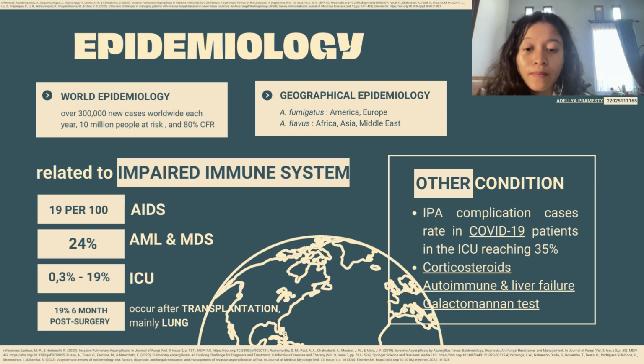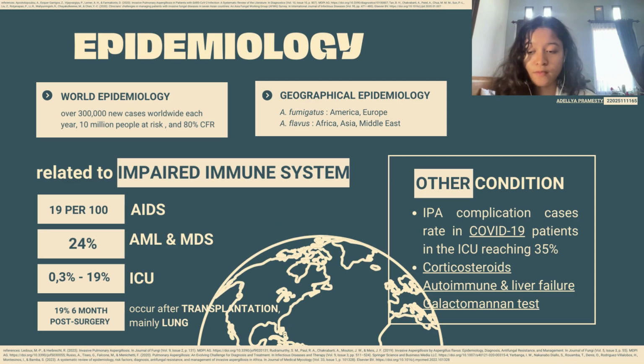Hello everyone, my name is Adelia Pramesti. Let's talk first about the epidemiology. Invasive pulmonary aspergillosis has been recorded with an estimated over 300,000 new cases worldwide each year. 10 million people are at risk of experiencing IPA, and the case fatality rate is 80% of all reported cases. Aspergillosis itself is caused by Aspergillus.